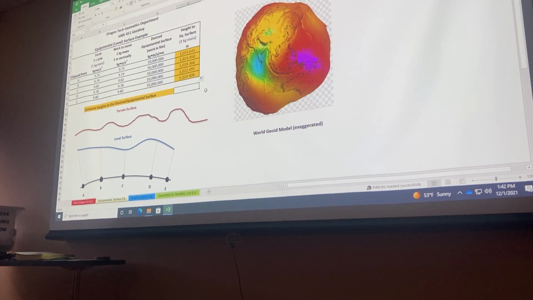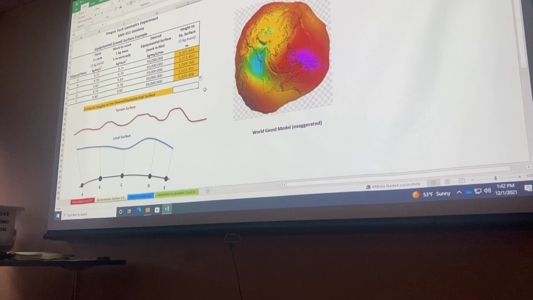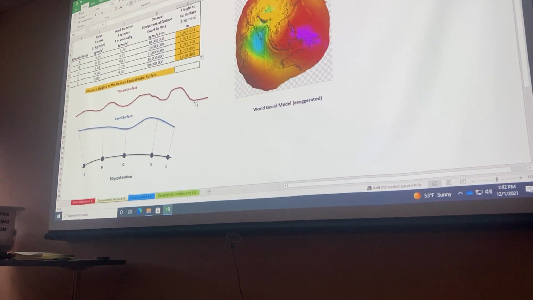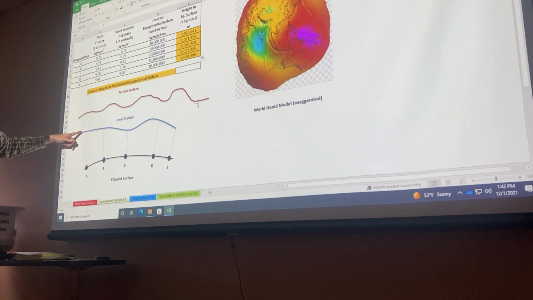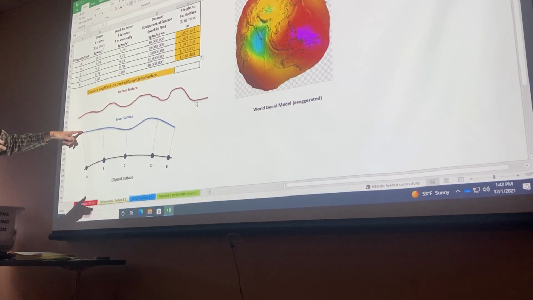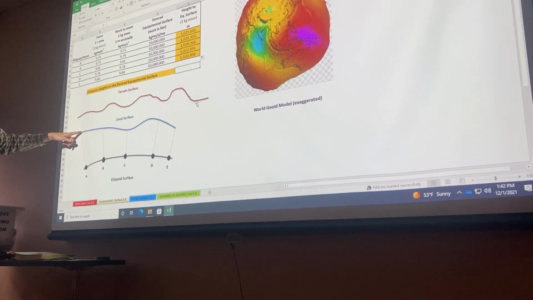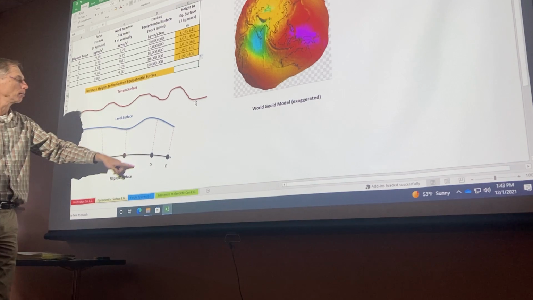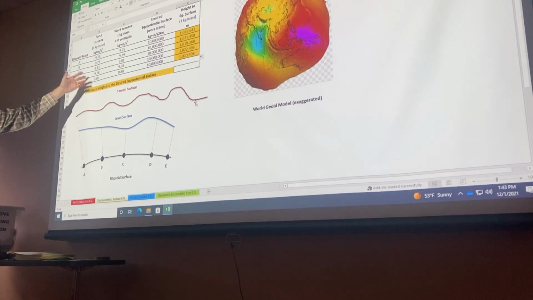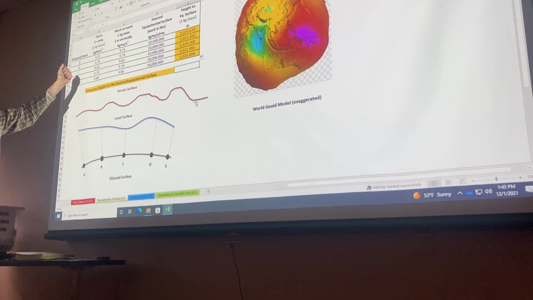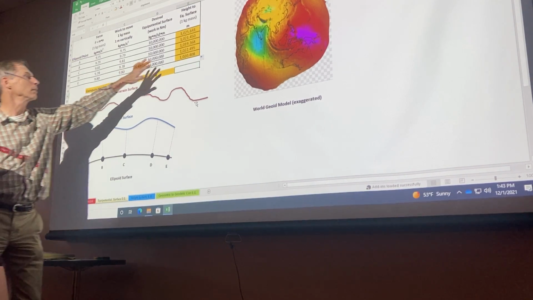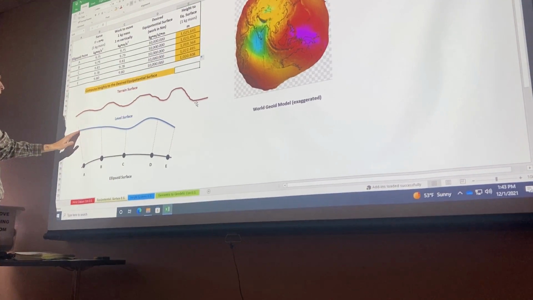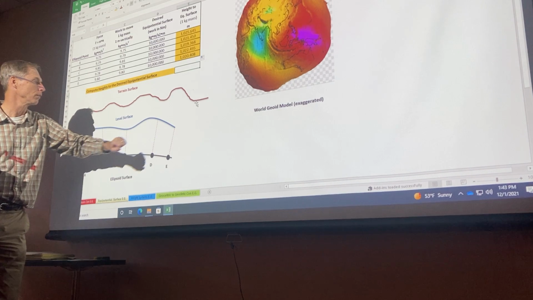And notice that the distance to the geoid, so from the ellipsoid to the geoid, or an equipotential surface or level surface, is going to vary based on the acceleration of gravity, which changes. So these distances are going to define a water level surface.